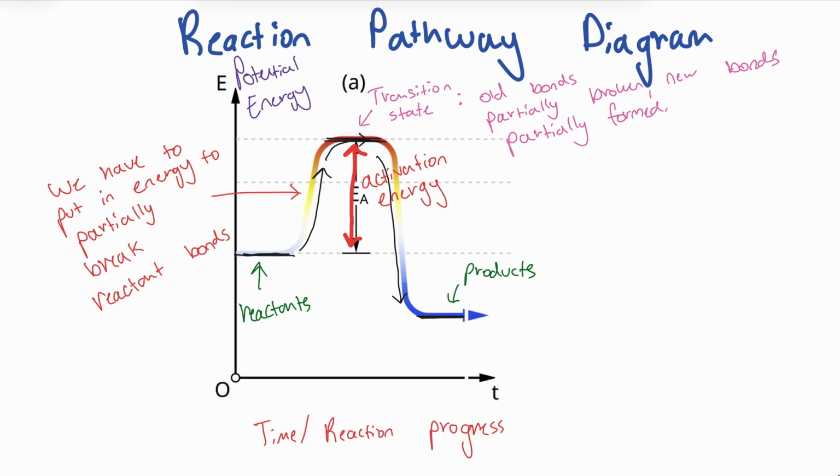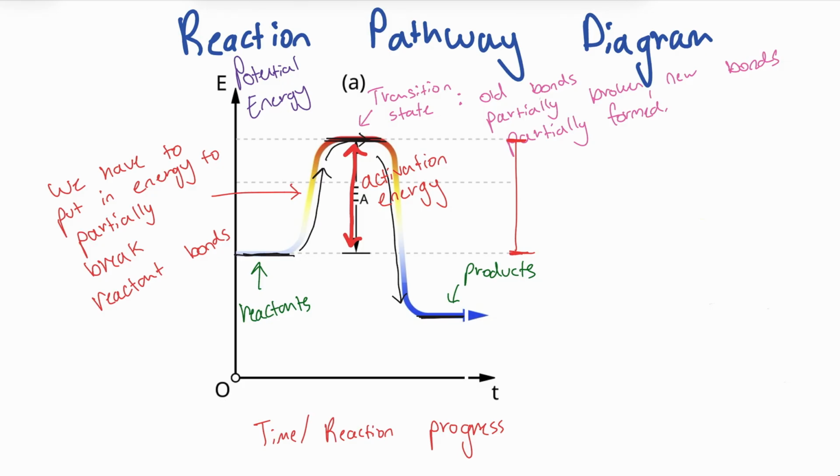It's the amount of energy we have to put in to break our initial bonds. And you'll always be able to find your activation energy by starting at your initial potential energy and going to the peak of your curve. Again, this Y difference over here, that is your activation energy. The higher your activation energy, the more energy you have to put in to kickstart a reaction.